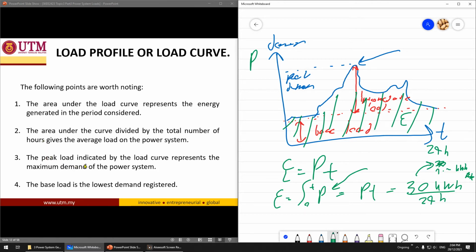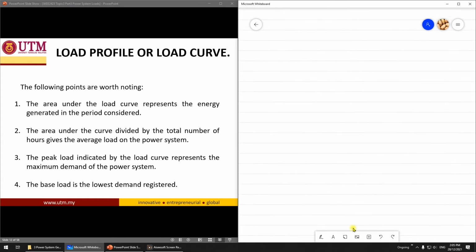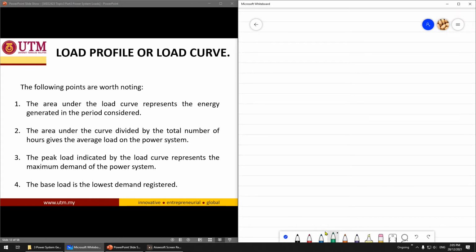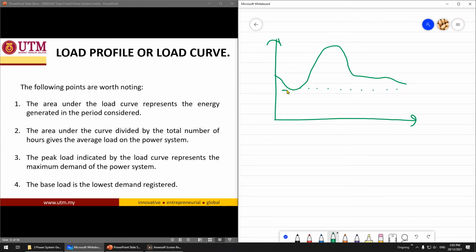The peak load demand indicated by the load curve represents the maximum demand of the power. I already explained this. And the base load is the lowest demand registered. So you can see here, you look at the lowest point. Maybe this graph is not good, maybe I draw another load profile. Something like this. So this is the base load. You can see here, this is the lowest demand, so this is the base load.